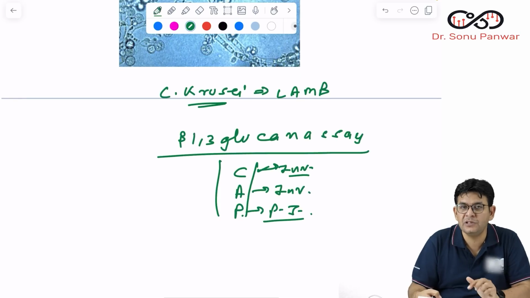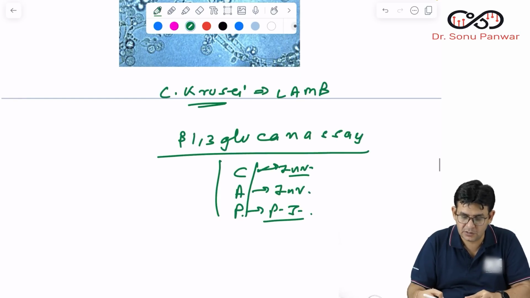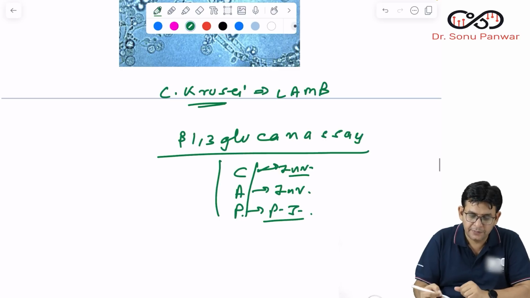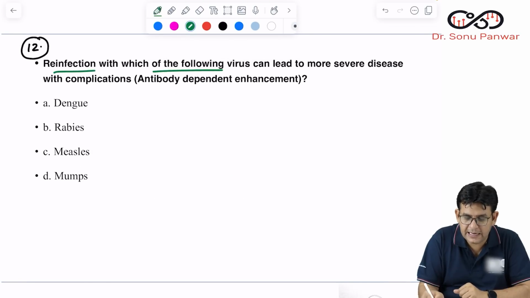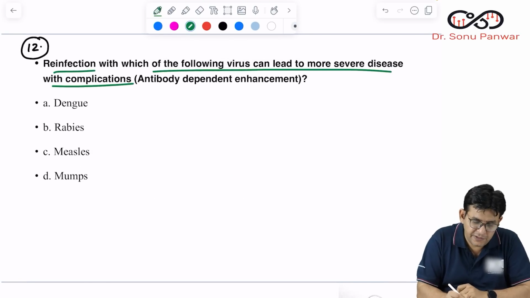Less than 200. And what is the drug of choice for this Pneumocystis jirovecii? Cotrimoxazole. Is it fine? Then, regarding reinfection, which of the following viruses can lead to more severe disease with complications, that is antibody-dependent enhancement? That is a feature of dengue.